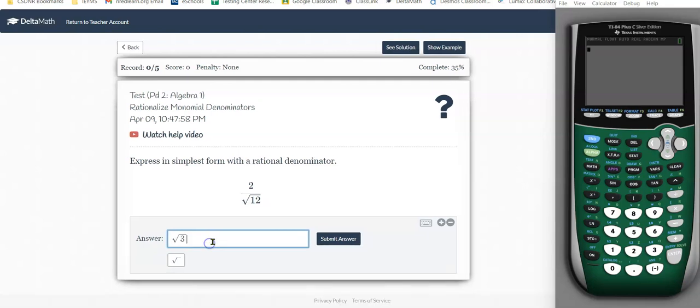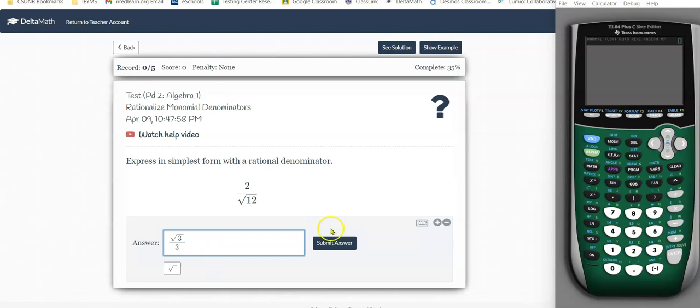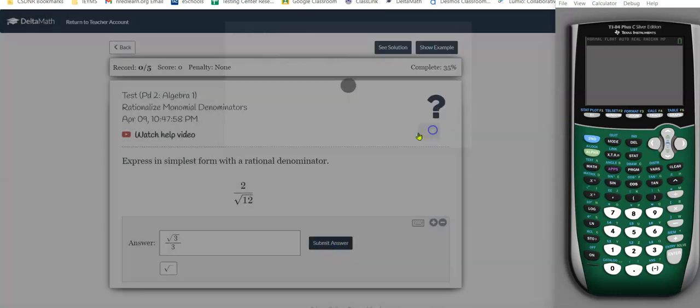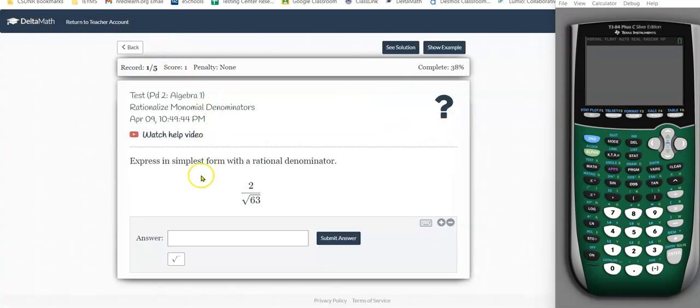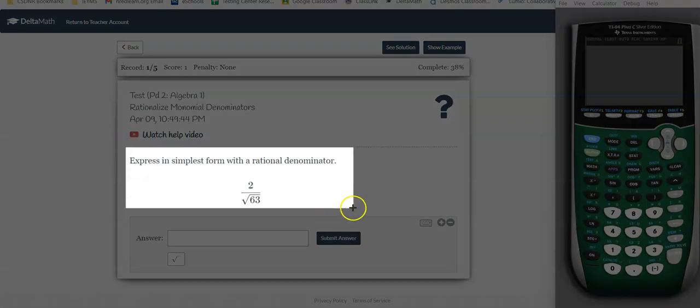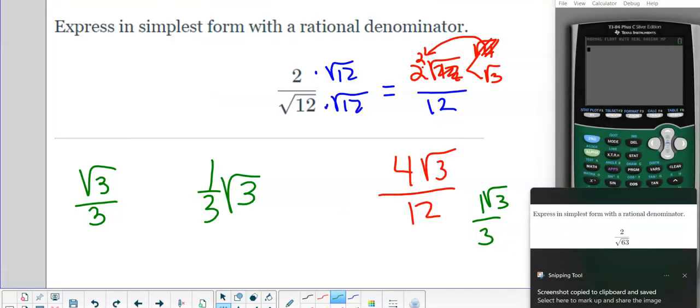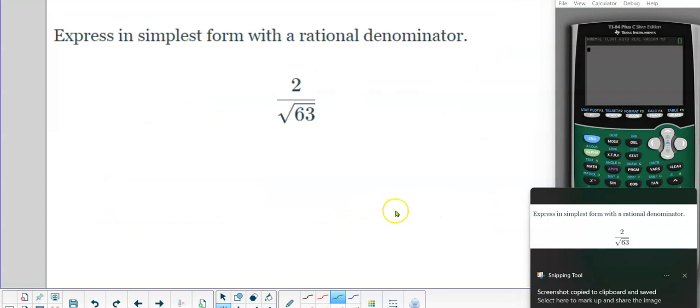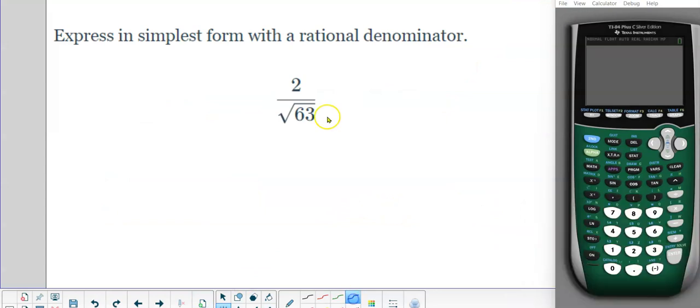Oops, backspace, get out of the radicand. There we go. All right, let's try rationalizing the denominator one more time. Remember, the denominator cannot have a square root sign, but the numerator can. So let's see. I'm going to multiply by the square root of 63 because that will get that out free from the radicand.